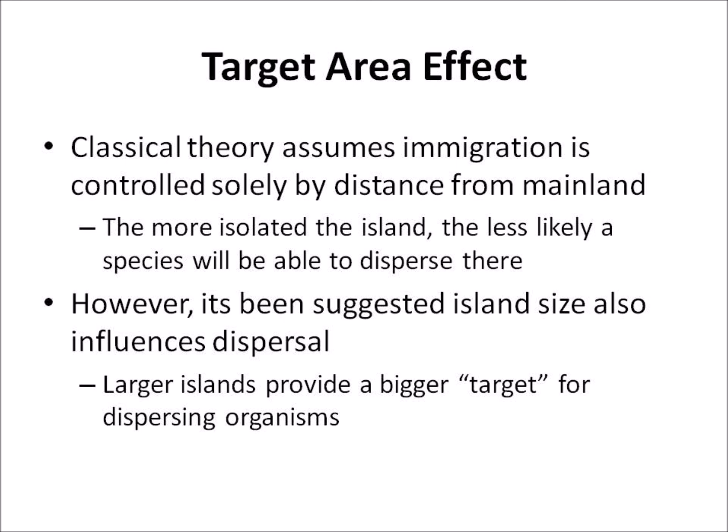So think of it as target practice. The larger your target, the more likely you are to hit it. So the larger the island, the more likely a species is to arrive there when it disperses. So for example, think about a sweepstakes dispersal event. That is much more likely to be successful if there's a larger island area, a greater shoreline to potentially land on compared to a smaller island. So larger target area, larger chance of having a successful dispersal event than a smaller island where a dispersing species is more likely to miss the island completely.